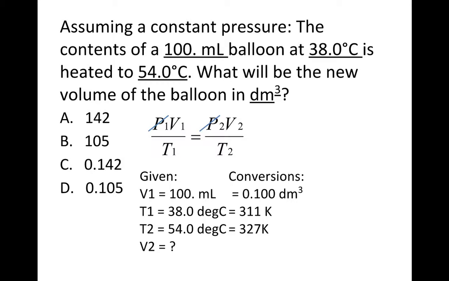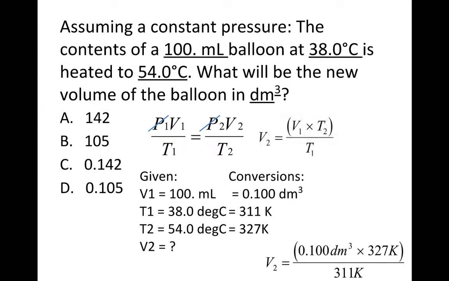And then I see my equation. I have V1 over T1 is V2 over T2. To get V2 on its own, I multiply both sides by T2. My T2s would cancel out, and I get this equation: V1 times T2 divided by T1 is equal to V2. I just plug in my numbers, and I'll get my answer, which I believe is D, 0.105.